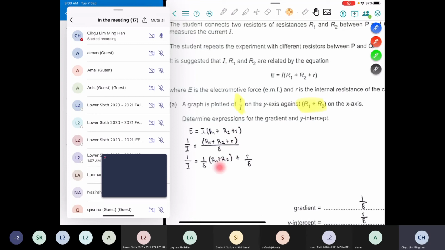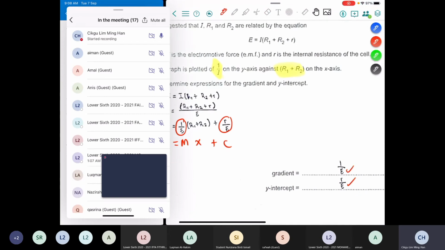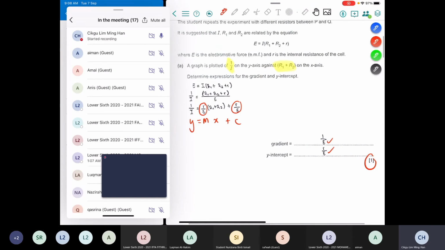So let's see Fatin's work. So we have I move to the other side, E move here, and then we have 1 over E times R1 plus R2, and then R over E. So I think this is okay. So that means this one will be y equals mx plus c. So the 1 over E will be the gradient, and the R over E will be the y-intercept. So for this one, I think no problem, 1 mark.